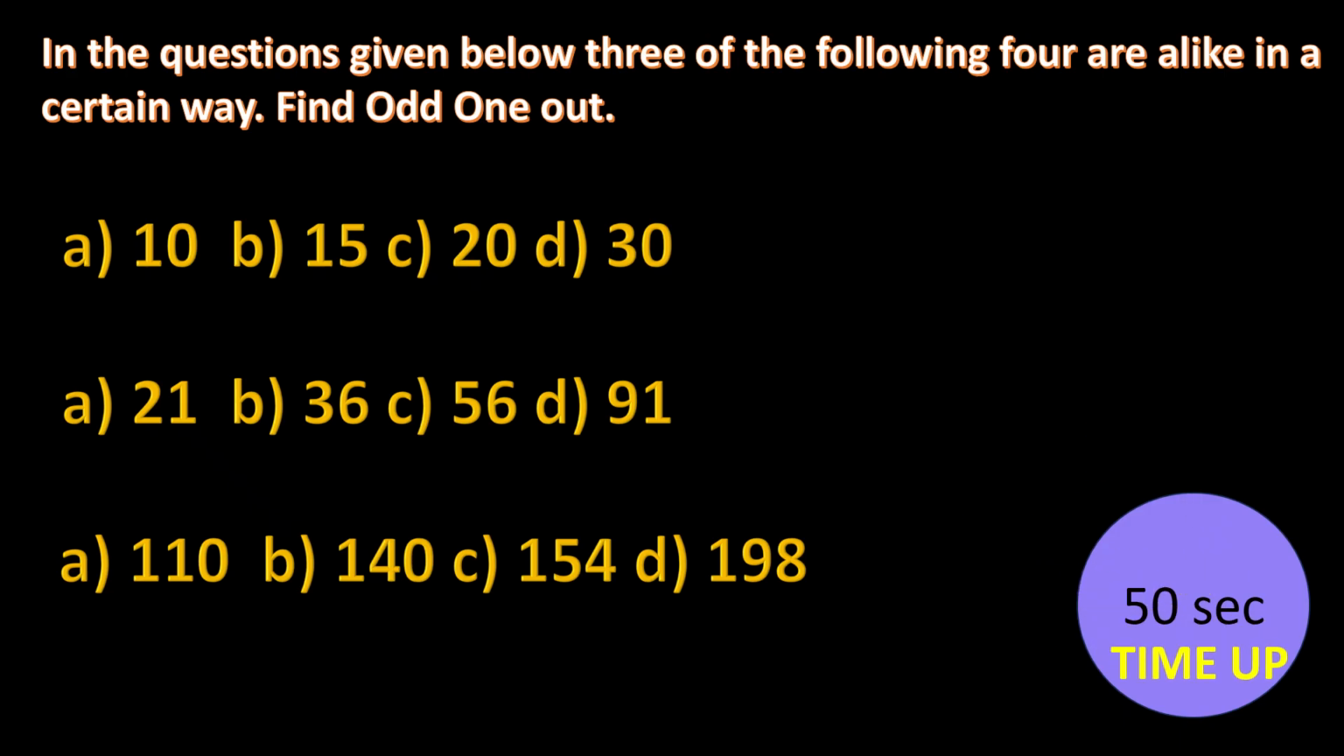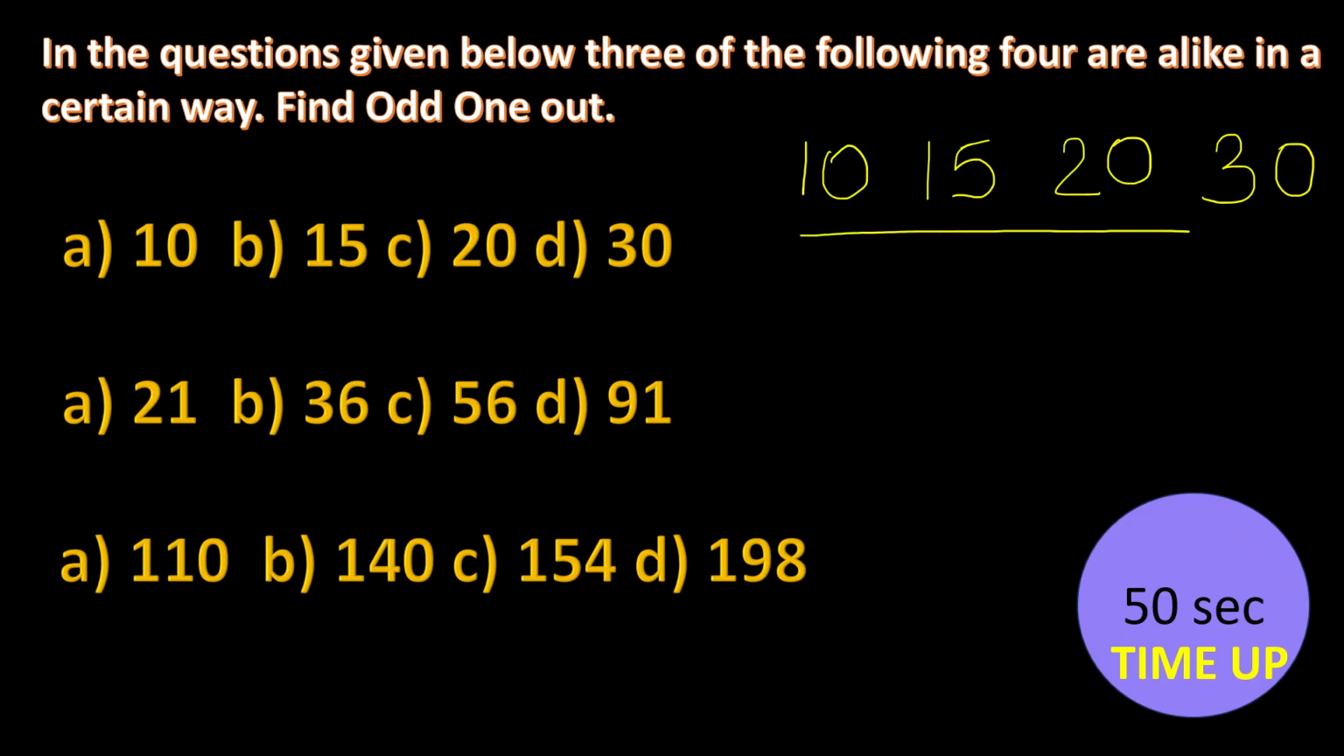Okay, time up. So this type of questions are easier to solve. So we will see now. First one is 10, 15, 20 and 30 you have. So what do you think? Which one is odd one out here?